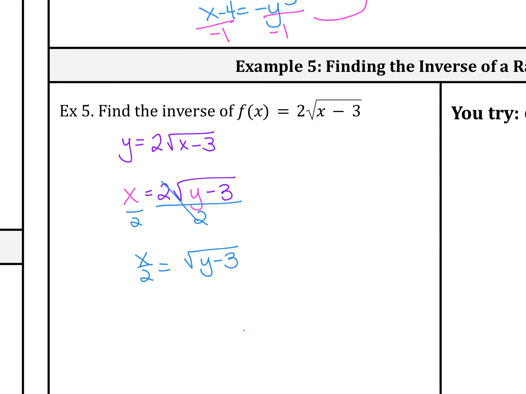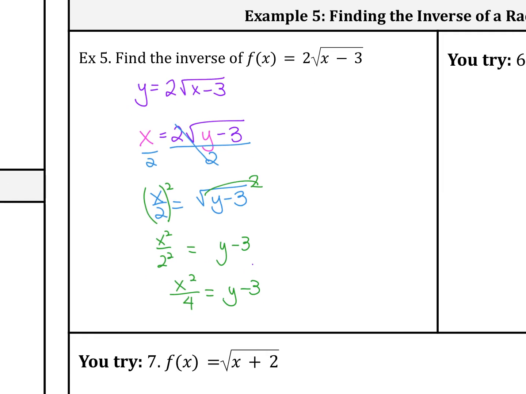Now to get rid of that square root, remember we're going to square both sides. Now be careful, you actually need to square the whole thing. So that's x squared over 2 squared. And this cancels. So we're really looking at x squared over 4 equals y minus 3. And then we want to add 3 to both sides. So now this is g of x equals x squared over 4 plus 3. Or we can take that 1/4 out. So 1/4 x squared plus 3.